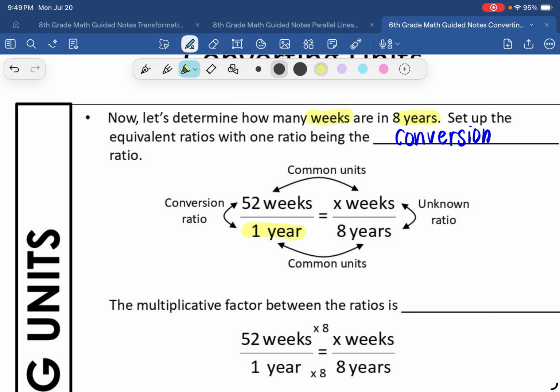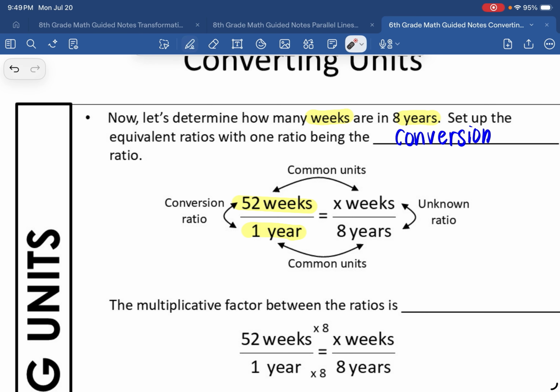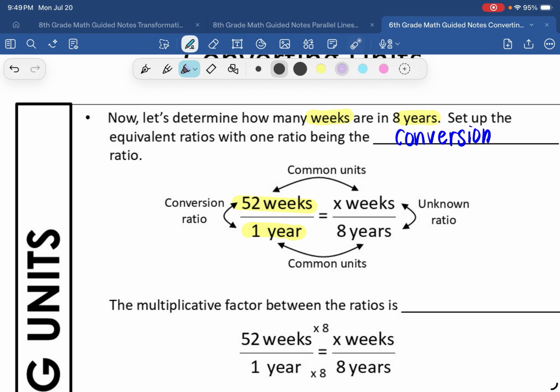1 year is 52 weeks. I could also actually flip this ratio. I don't need to, but I can. It doesn't matter as long as I'm consistent with how I set up my ratio. So if I put years on the bottom there, I need to put years on the bottom here. And if I put weeks on the top, I need to put weeks on the top. So I know it's 8 years. And so I'll put 8 years and then I want to figure out how many weeks.